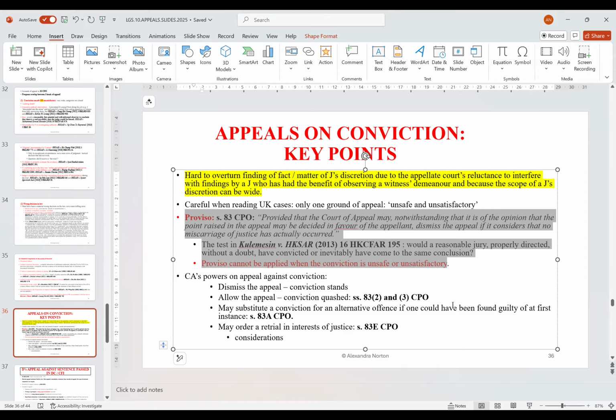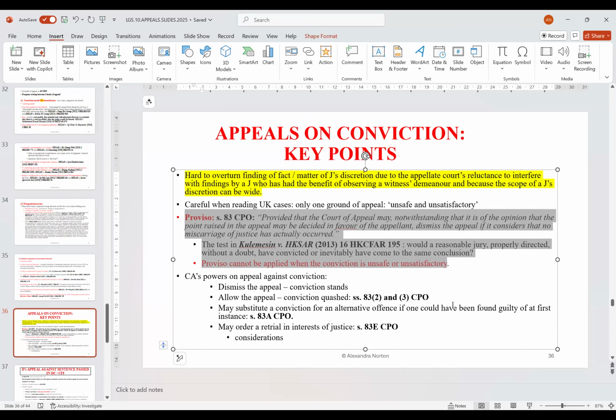This is where the Court of Appeal basically says, sorry, defendant convicted in the CFI or district court, we agree with you that something technically went wrong in your appeal, but nevertheless, we consider you to be guilty. There has been no miscarriage of justice. We are satisfied that even if this error hadn't occurred, you would still have been convicted.